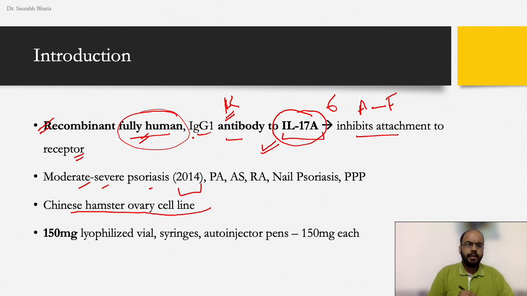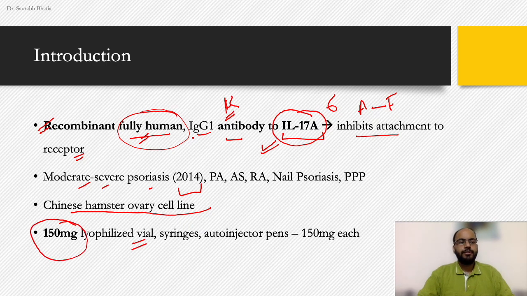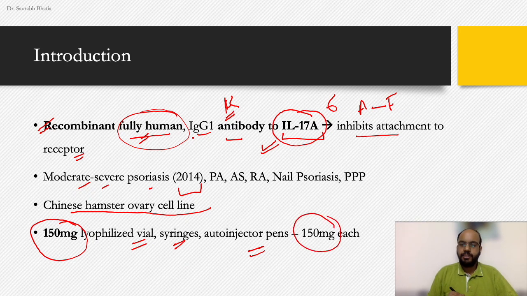Clear? The dose in which it is available is 150 milligram. It is available in vial form. Now, most of us have seen Secukinumab in a vial form. This is somewhat in contrast with previous biologicals in which we have auto-injecting pens or syringes. The syringes and auto-injector pens are also available, and each of these pens has 150 milligram each.